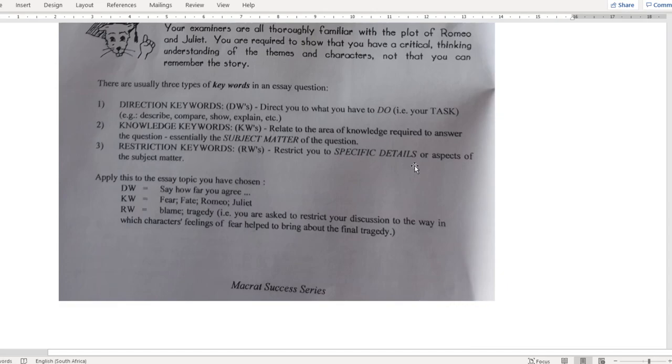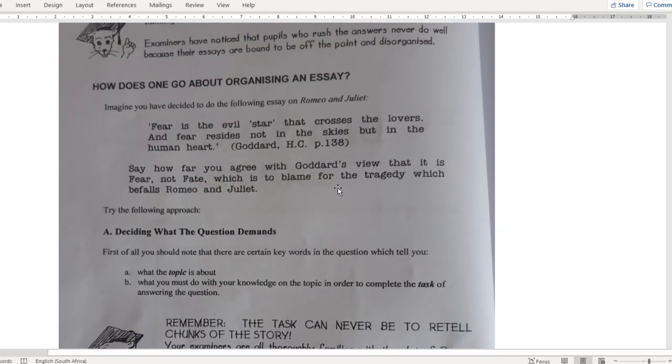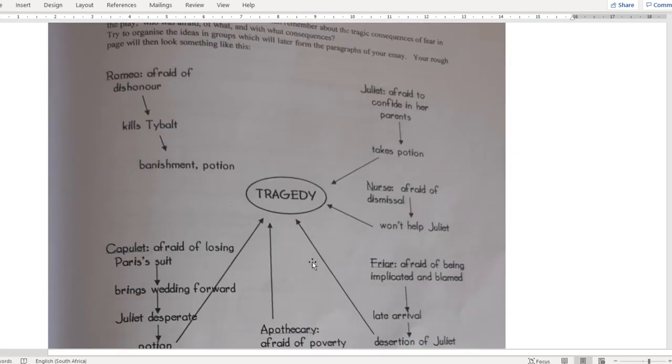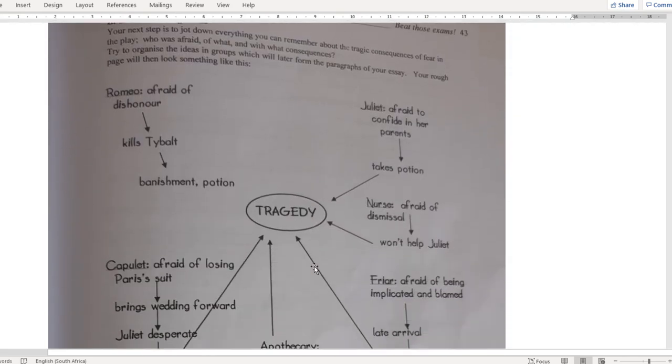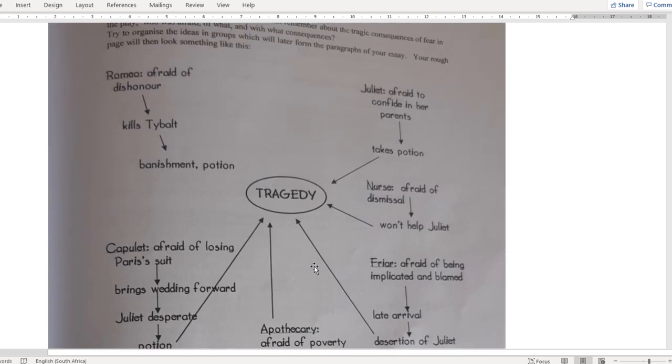Restriction keywords is specific details of or aspects. So here, our borderline, the words that put us within a border, are words such as fear and fate. It's telling us to focus on things such as fear and fate. It's also telling us to focus on things such as tragedy. So we have these three restrictive points that we are given, in which we are supposed to only discuss those points. Right, and then you are given an example of how to brainstorm ideas.